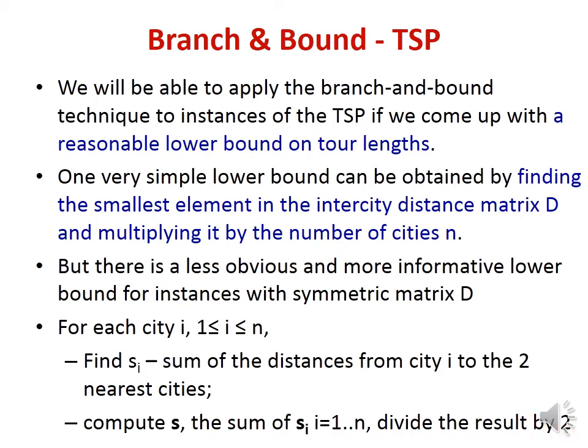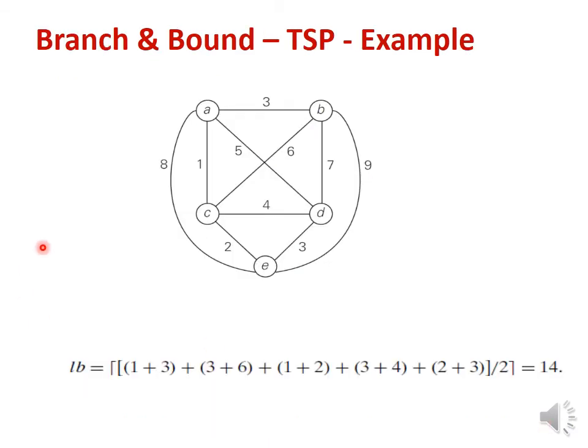So let us understand this way how we can compute the lower bound. Let us take one graph as an example. There are 5 nodes. For each node, let us take the 2 nearest cities. For example, for A, the nearest cities distances are 8, 1, 5, 3. So for A, the 2 nearest are C and D with the distances of 1 and 3. Let us add them together, 1 plus 3.